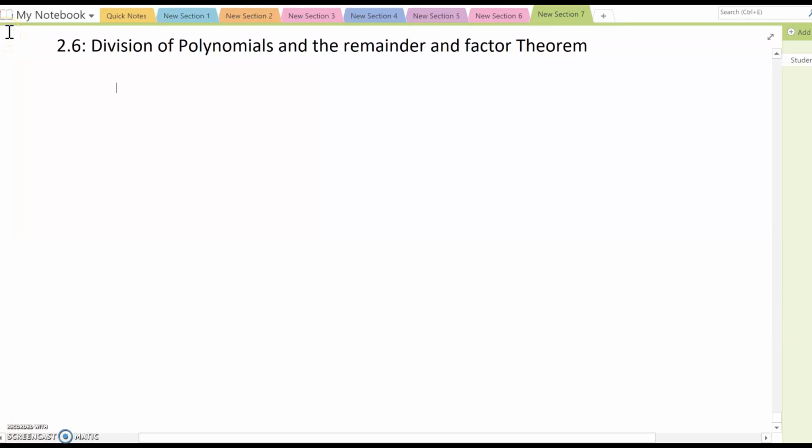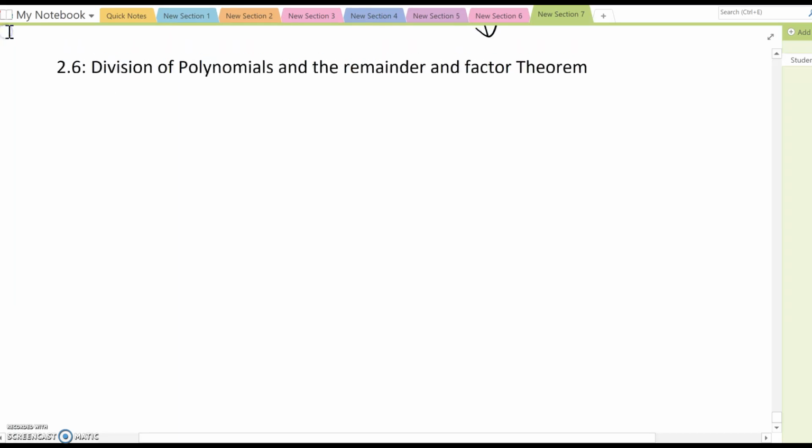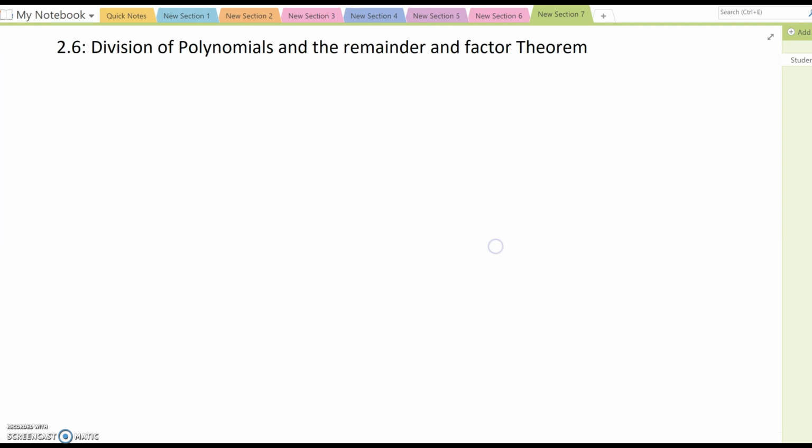So, chapter 2.6, Division of Polynomials and the Remainder and Factor Theorem. Throughout this chapter, we will talk about two different methods, which are the long division method and the synthetic division method. If you look at page 107, you will see number 2a.